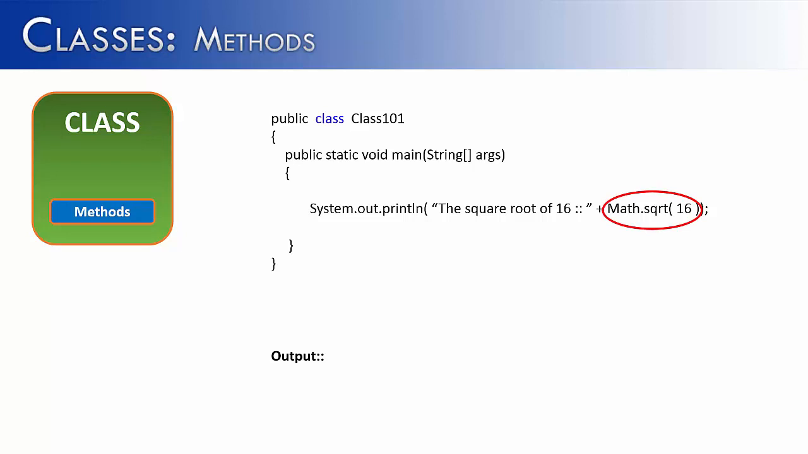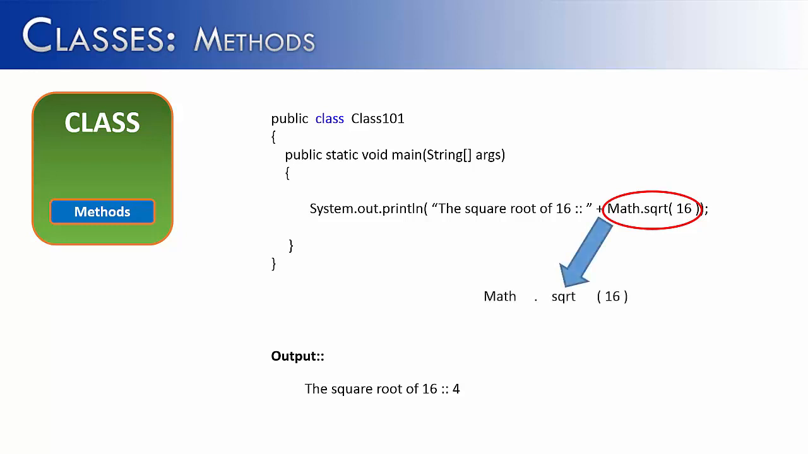In this example, we see Math.sqrt(16). If we were to run this code right now, we would not see Math.sqrt(16). We would see the square root of 16 is 4. So Math.sqrt is performing the function or task of finding the square root of the value passed to it, which is 16. Let's go ahead and break this method down into its different parts.